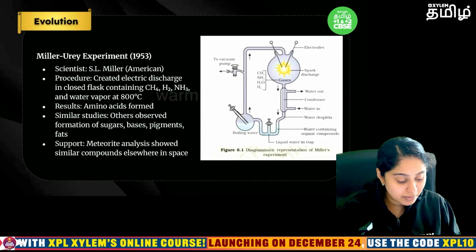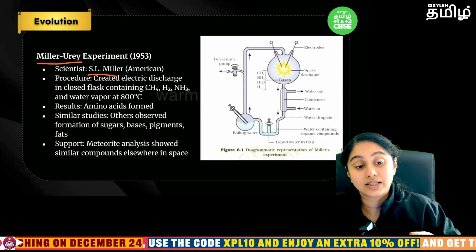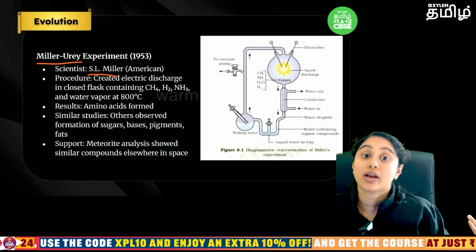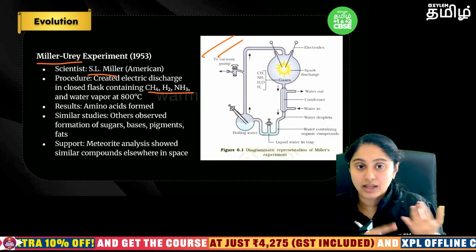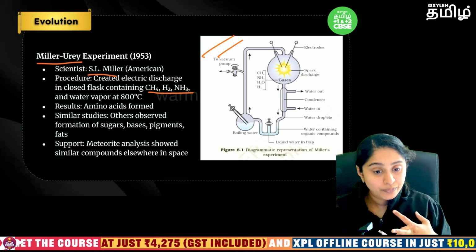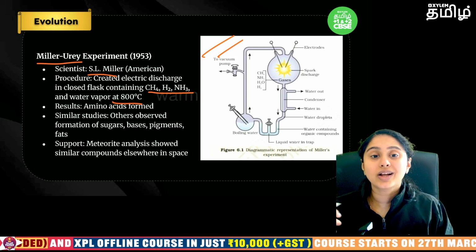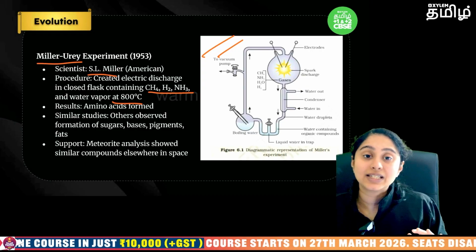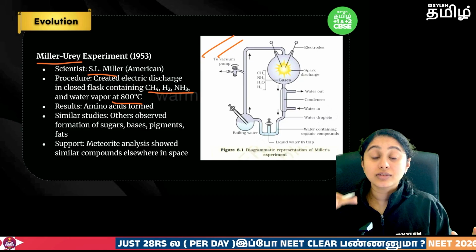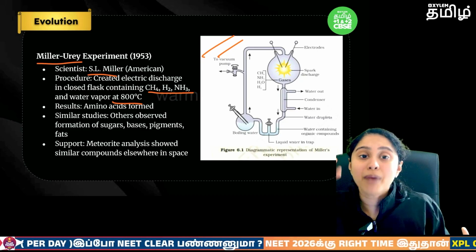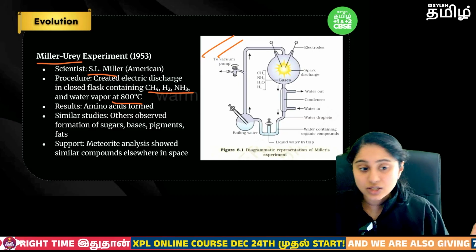Then from there, Miller and Urey. S.L. Miller is an American scientist who thought, okay, let me check. So he created this apparatus. It had methane, hydrogen, ammonia, and water vapor, and the temperature was 800 degrees. So it replicated an early earth atmosphere, and they tried to induce a spark, which we believe could have been because of lightning, UV rays, or whatever.